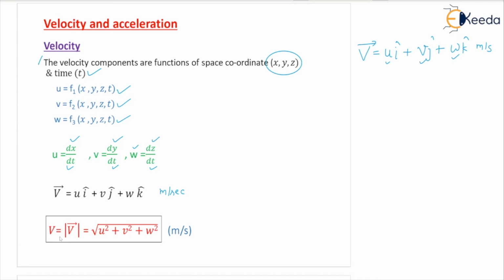And many times you have to find the magnitude of velocity, which is written as v equal to mod of v vector equal to root under of u square plus v square plus w square meter per second. The question may come from two dimensions also sometimes, so you can use u square plus v square only. No need to write w square. w will be 0, but we have to say which two components are given. It is xy, yz or zx. Okay, let's go and see the next slide for acceleration.